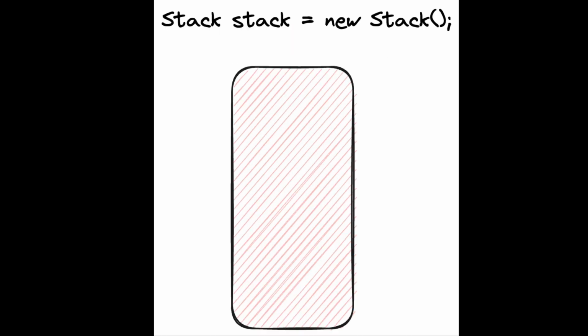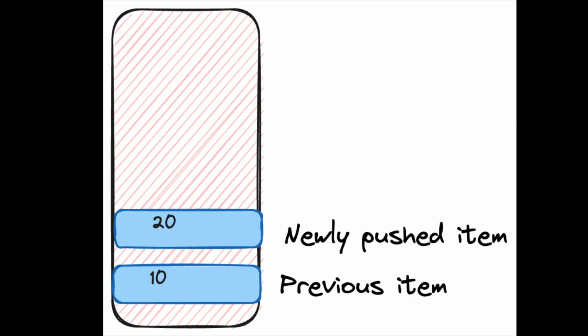Consider an empty stack. We push an integer, say 10, onto the stack. Now your stack has one item, 10. What if we push another number, 20, onto the stack? It sits right on top of 10. This last in, first out behavior is a key characteristic of stacks.